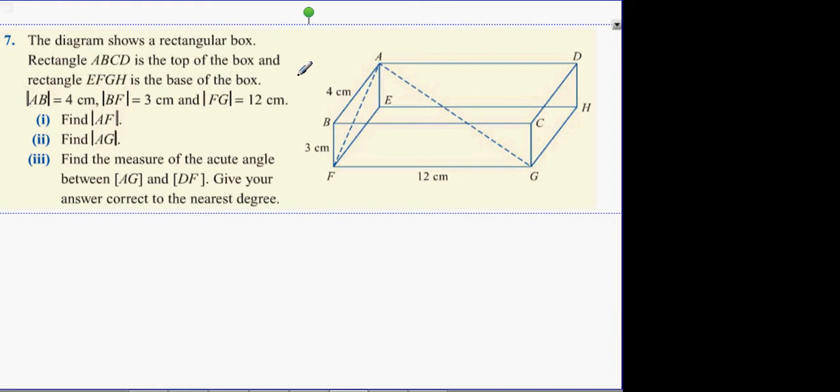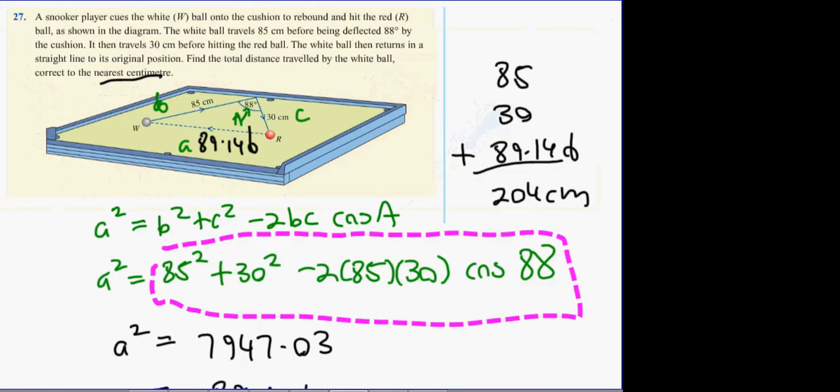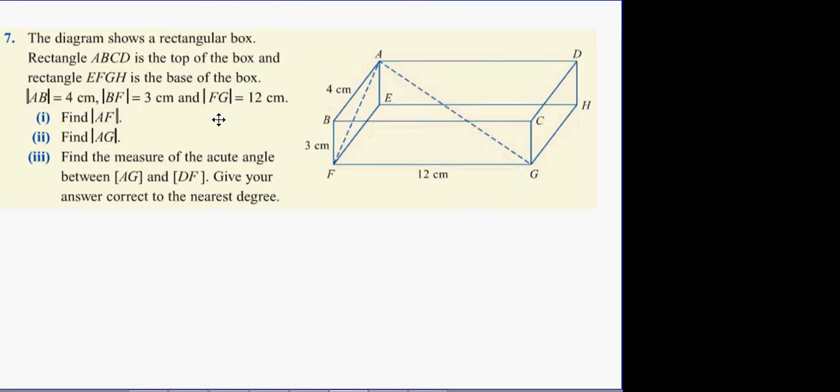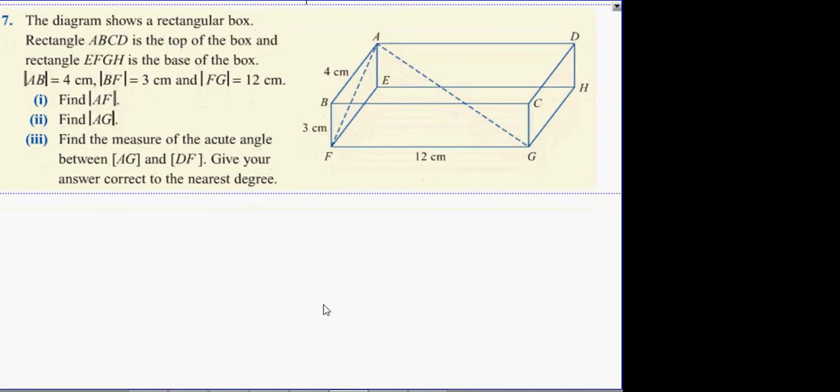Okay, guys. Number 7, you go. So number 7. The diagram shows a rectangular box ABCD. ABCD is the top of the box, and rectangle EFGH is the base of the box. AB equals 4, BF equals 3, FG equals 12. Find AF. Now A to F.